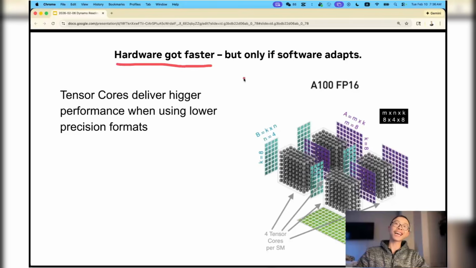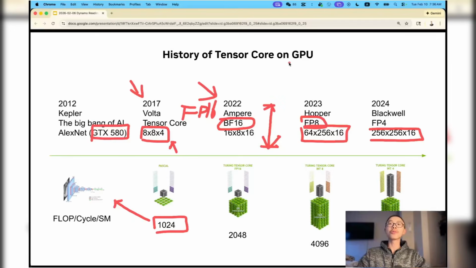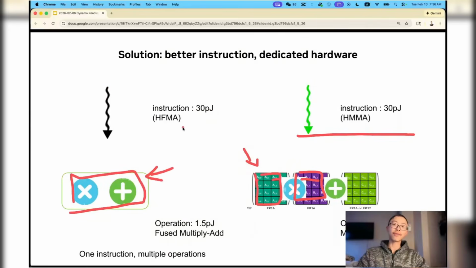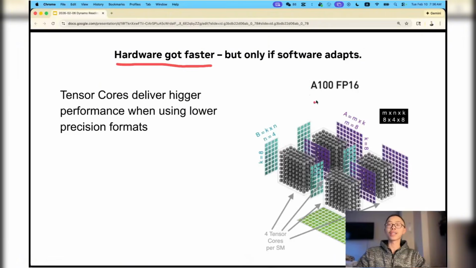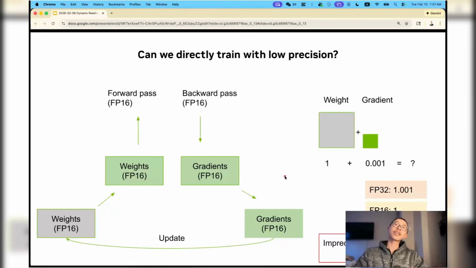Hardware got tremendously faster, but only if the software adapts. If you use the original FP32, you cannot leverage the full power of the Tensor Cores, which are the half precision matrix multiply units. For example, in A100, to leverage the high throughput, you need FP16 or BF16 instead of FP32. You might wonder, let's just convert all of our weights and activations into FP16 or BF16, the low precision. What might be a problem with that?